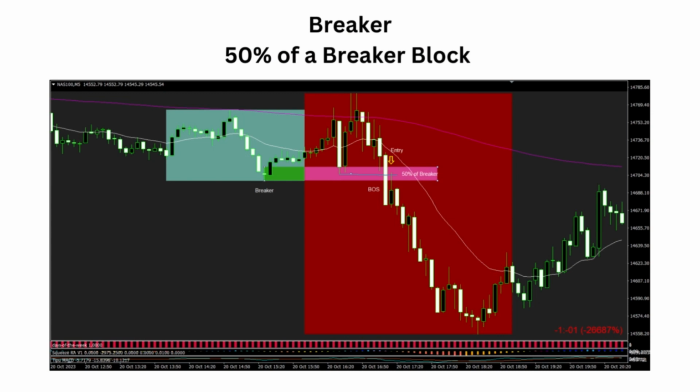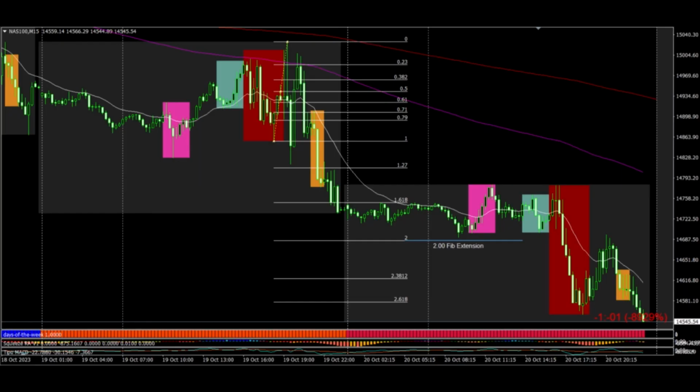The next entry is the breaker or breaker block. This happens the same day, and you're still at the 2% fib extension. During the New York session, there's liquidity taken, and then a break of structure. And then price returns back to the breaker. And it doesn't go past 50% of the breaker. And that's your entry. Again, here's the context for that move. You have the 2% extension, and the New York session is in red.